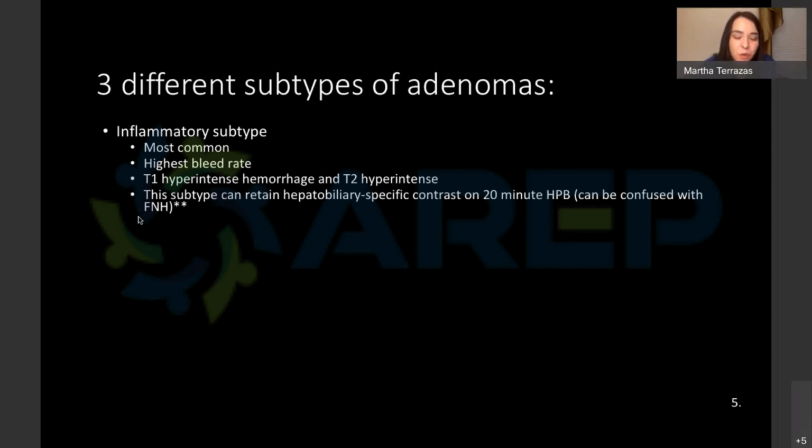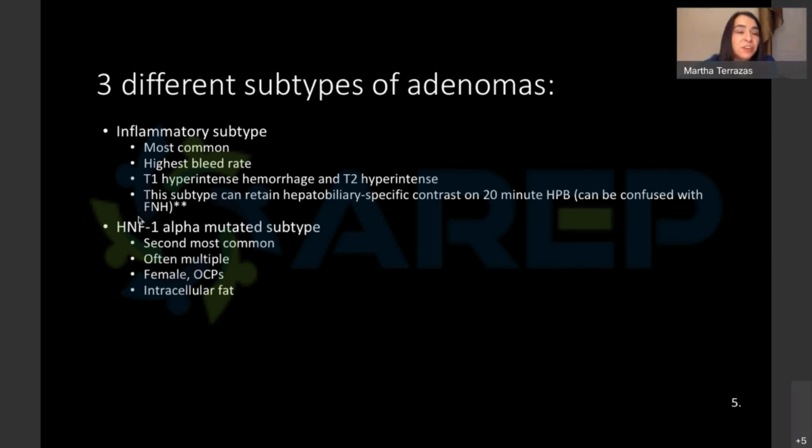But your FNHs, your focal nodular hyperplasias, should not bleed. And then this case that we had here are HNF1 alpha subtype, these mutated subtypes. These are the second most common. We also often see them multiple. They don't really bleed, but you see intracellular microscopic fat, as in the case that we had. And really, you see them in females that are on birth control pills.